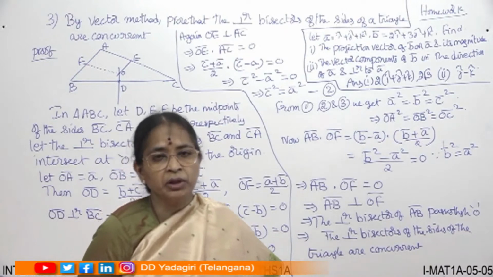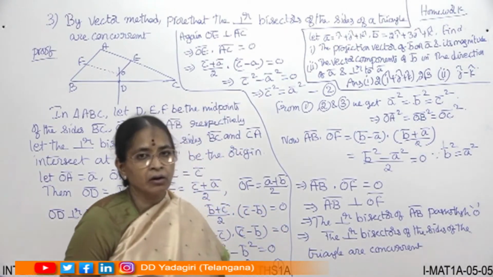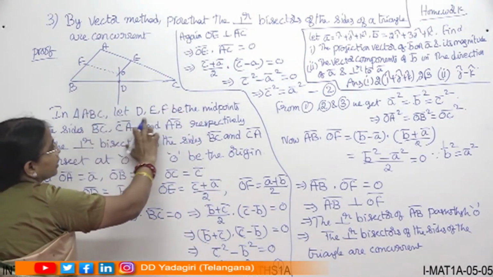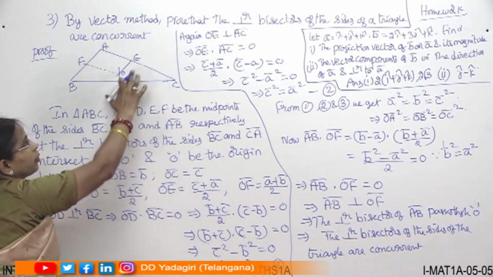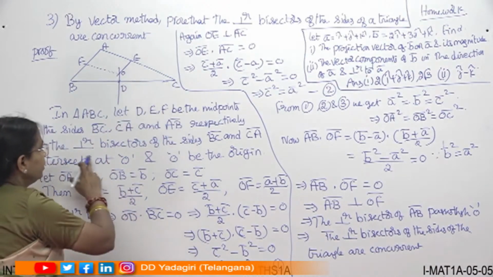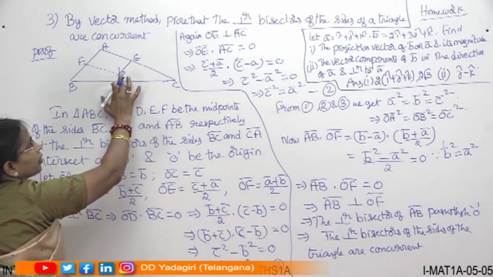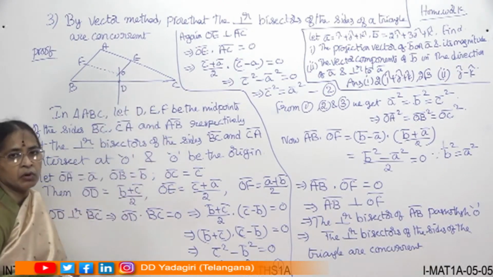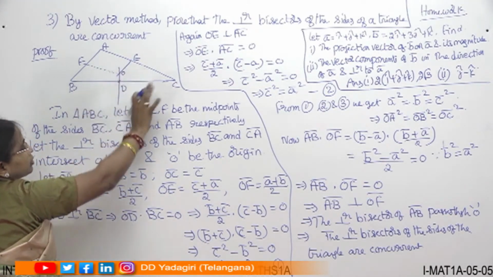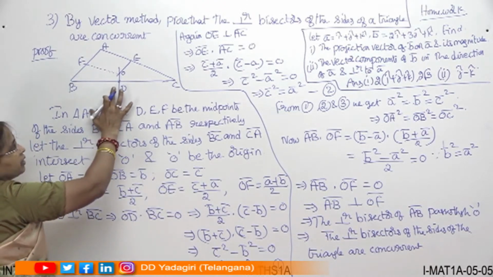So we discussed that the perpendicular bisectors of the sides of a triangle are concurrent. So the proof is like this. In triangle ABC, let D, E, F be the midpoints. Take the midpoints of the sides as D, E and F. And then take any 2 bisectors. They intersect at some point. Take that point as O, and let O be the origin. Now take the vertices OA, OB, OC as A, B, C. These are the vertices.